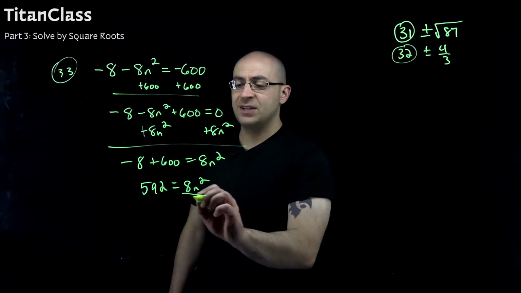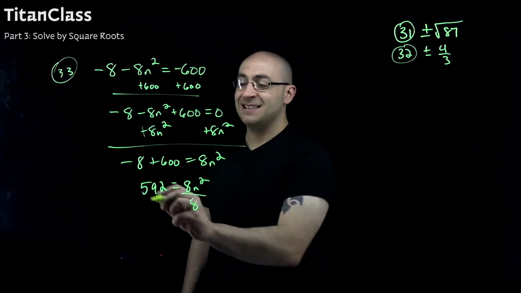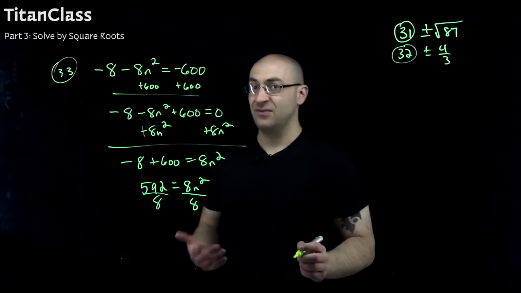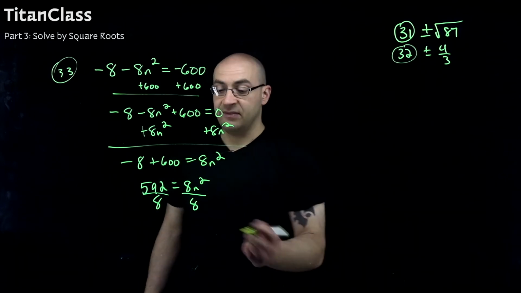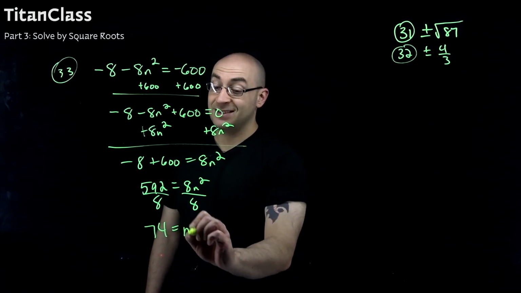Now I can divide by 8 on both sides. I know this looks weird because the squared term's on the right. It doesn't matter. It's the same thing. It's just very funky looking. So let's divide these two things. 592 divided by 8 is 74. So we're going to end up with something that's actually not bad.